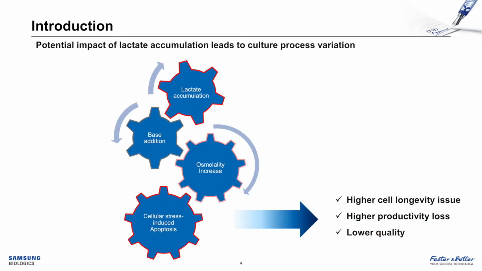As shown in the slide, a cascade impact of lactate accumulation is demonstrated. As the lactate concentration increases, the bioreactor responds with feedback control through addition of base to control the pH set point. As a result, osmolarity increases, which leads to cell death due to intracellular high osmolar stress. Finally, undesired process variation, such as low productivity and quality, may come from the shortened culture duration.